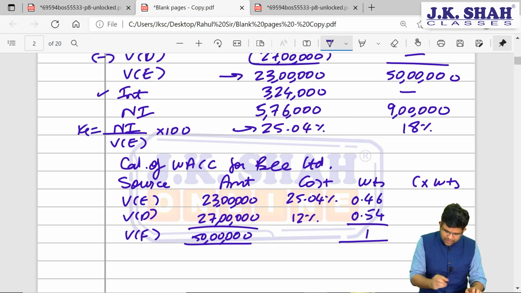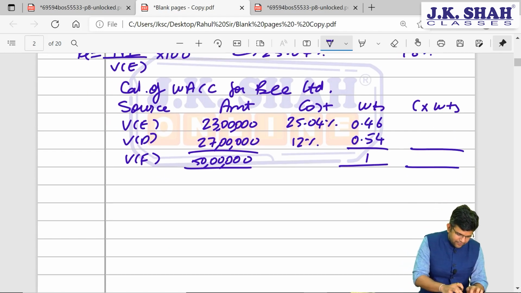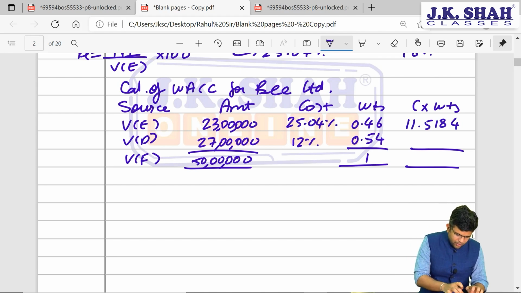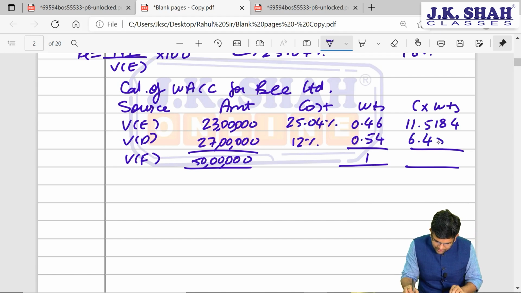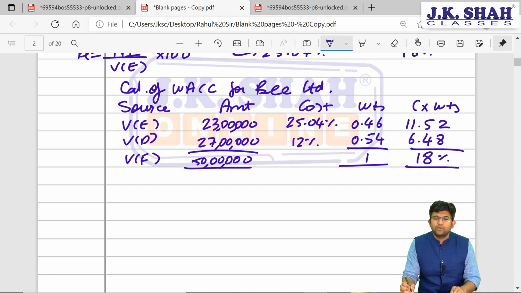Children, now let's calculate the WACC. 25.04 multiplied by 0.46 is 11.5184, and then we have 12 into 0.54, which is 6.48. Children, this 11.5184 can be rounded off to 11.52, correct? 11.52. And then students, if you take the total, it of course totals to 18%.